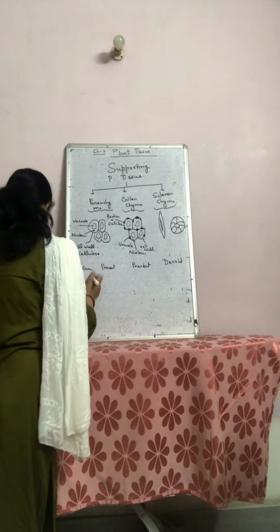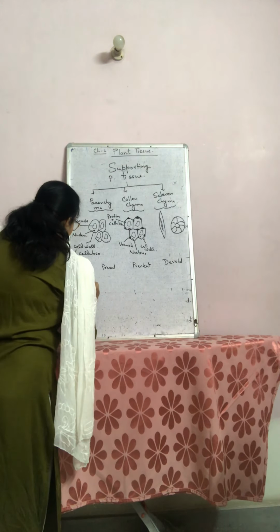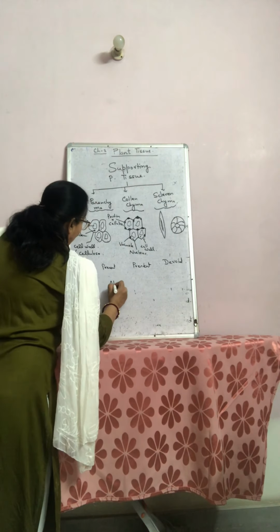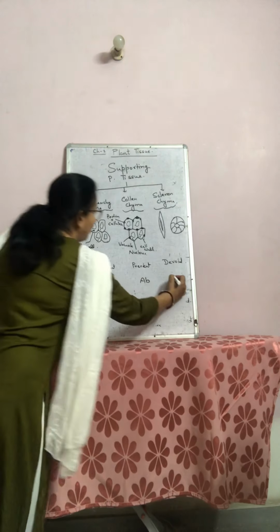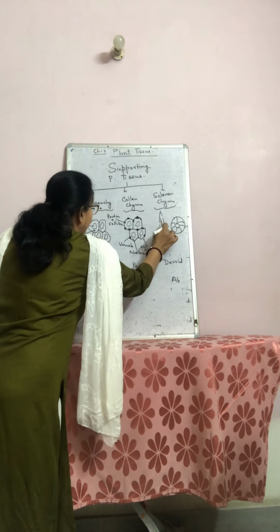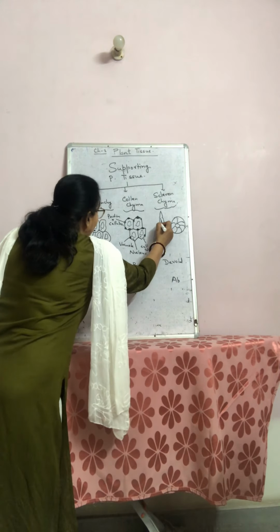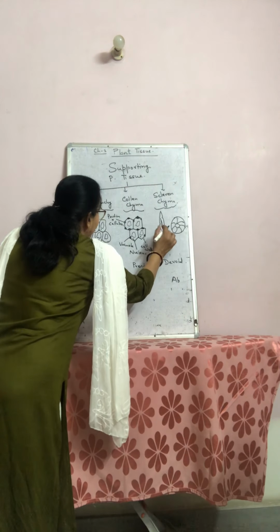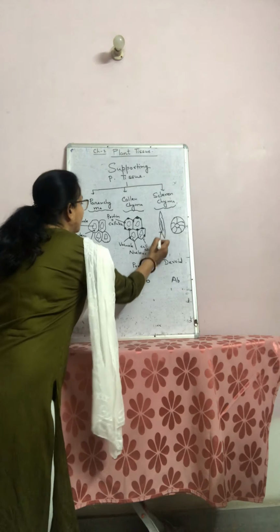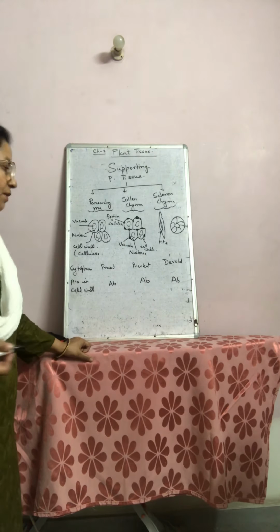Now come to the cell wall, pits in the cell wall. Pits in the cell wall, you will find absent, but here it is present. You can see pits like this. Small pits are present in the cell wall. You can see in the diagram also. These are pits which are present in the cell wall.